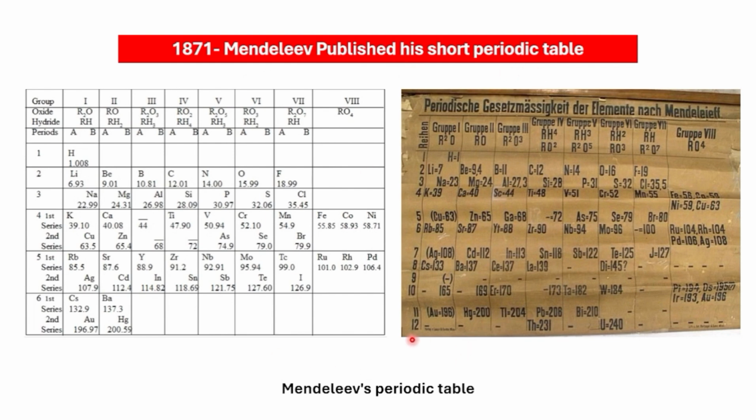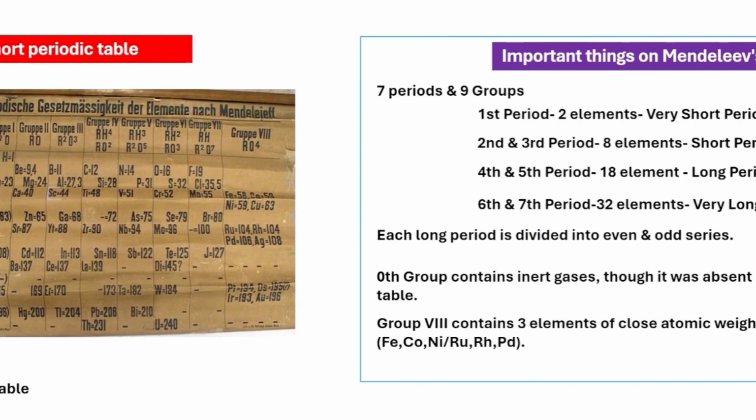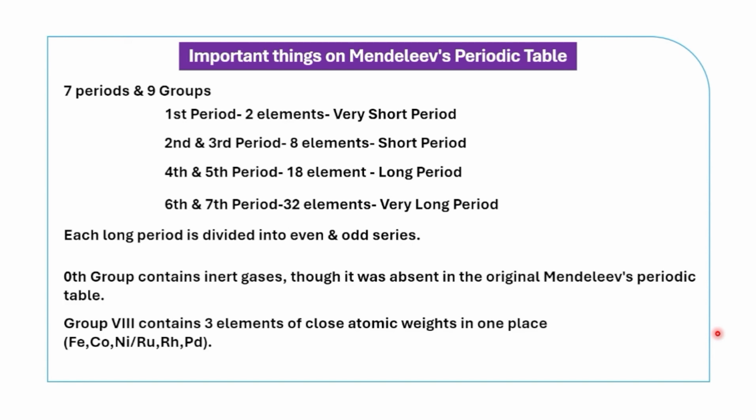So this one is the original Mendeleev's periodic table. And till that time, only a few elements were known. And all these 118 elements that we know now, it was not known at that time. Now let's learn about important things on Mendeleev's periodic table.